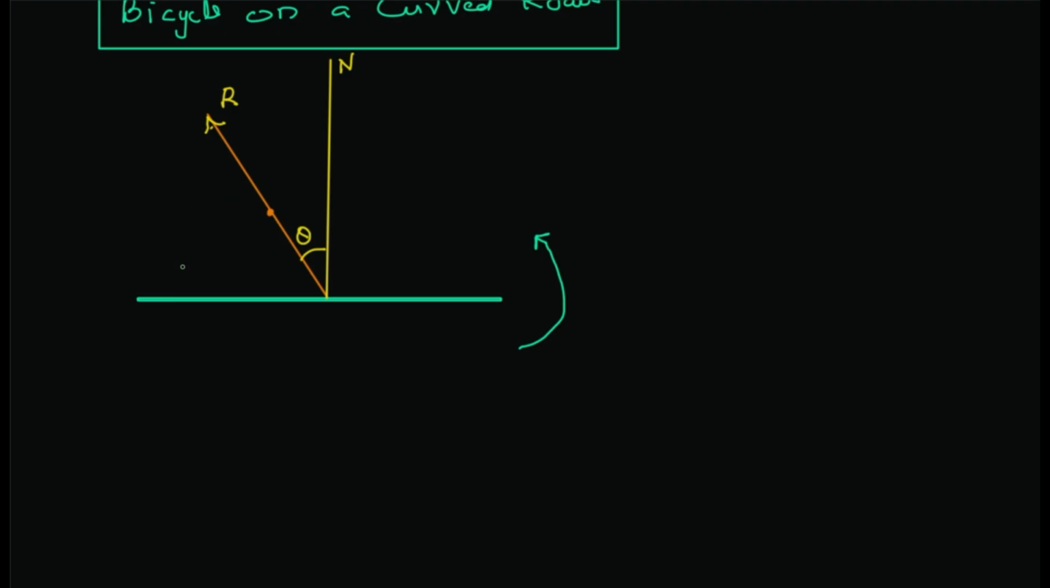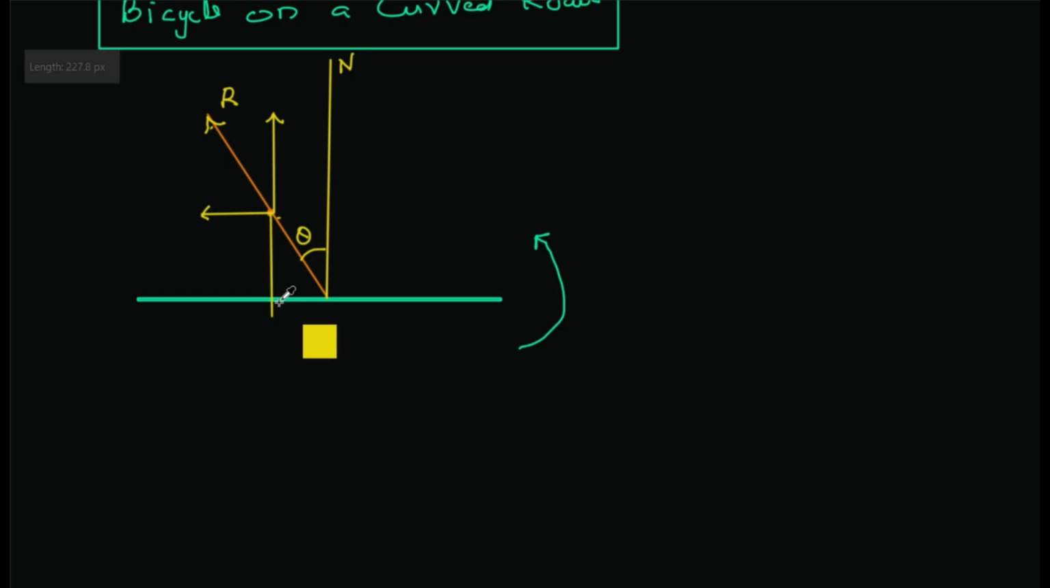Now you can resolve R into two components, one along the vertical line and the other horizontal. At the center of mass, this is the horizontal component of R, and here we have the vertical component of R. Apart from the reaction, the next force acting on the bicycle is the gravitational force, or the weight, acting downwards at the center of mass exactly down.